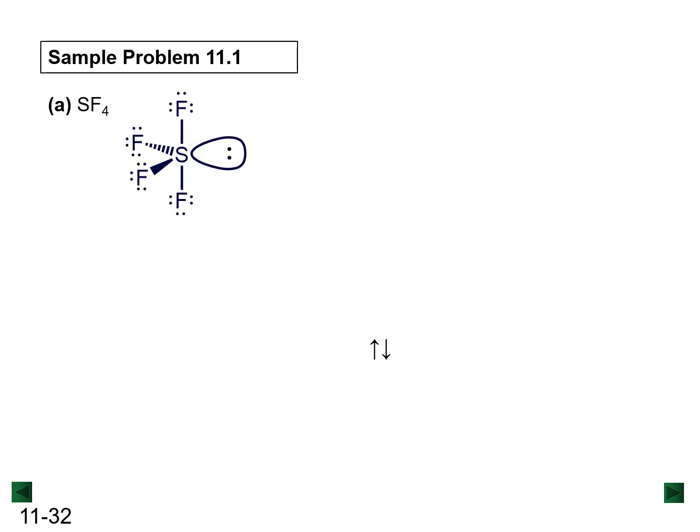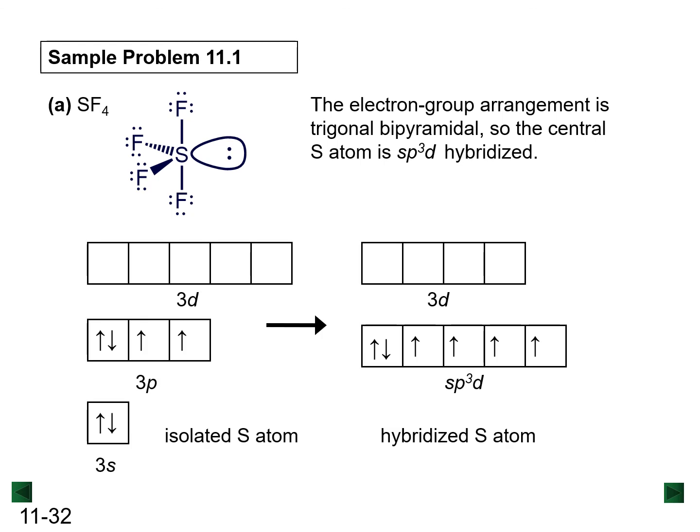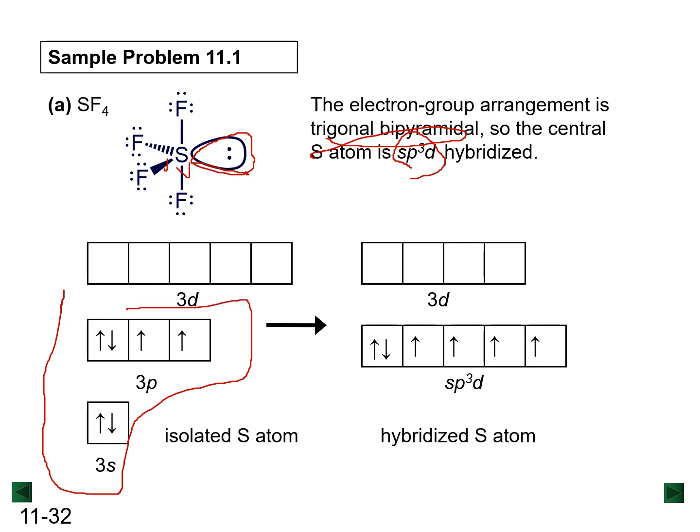Okay, as we can see from SF4, the electron group arrangement is trigonal bipyramidal, so the central atom is sp3d hybrid orbital. And from here we can see that it has 4 bonds and one lone pair of electrons, meaning that in the orbital diagram it must have 4 unpaired electrons and 1 paired electron. But from the isolated S atom in the ground state, we can see that it only has 2 unpaired electrons, so it cannot form 4 bonds.